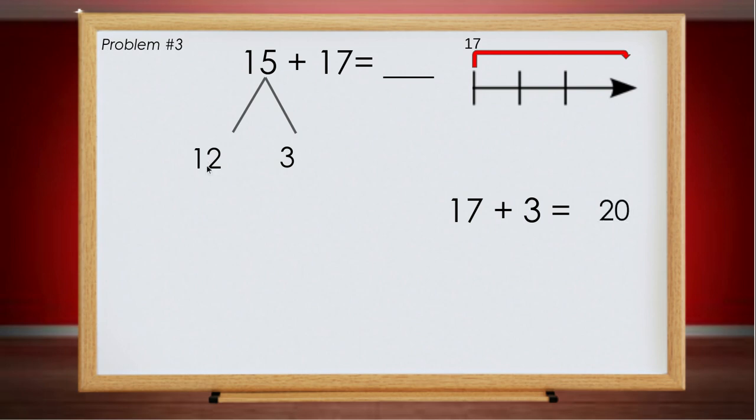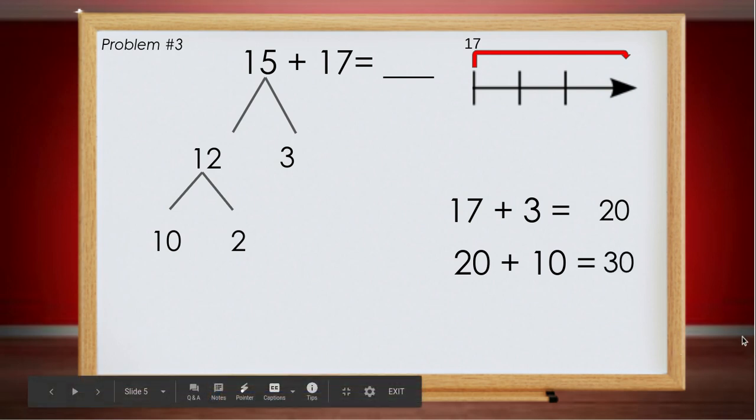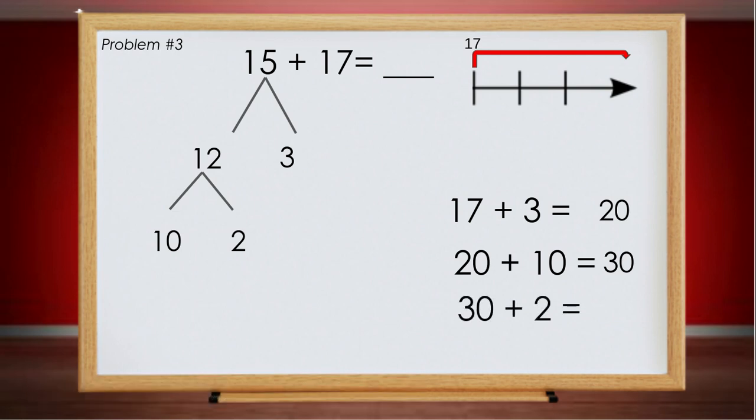And I still have the number 12, which if I break it down, I get 10 and 2. So that means 20 plus 10 equals 30. And the very last step is to add the 2 to 30, making it 32. Therefore, 15 plus 17 equals the number 32.